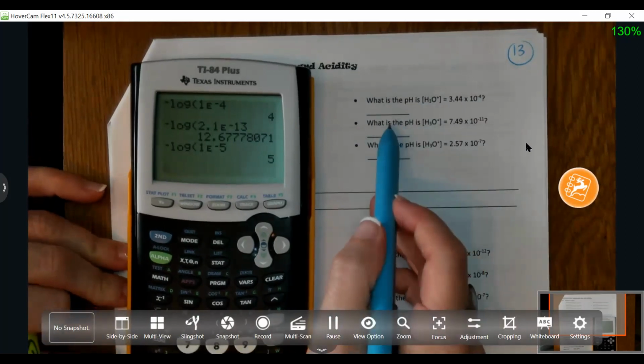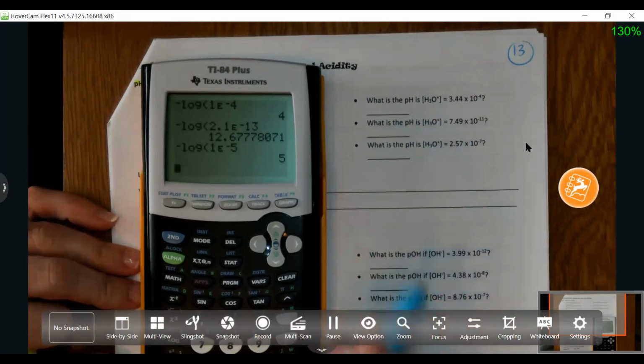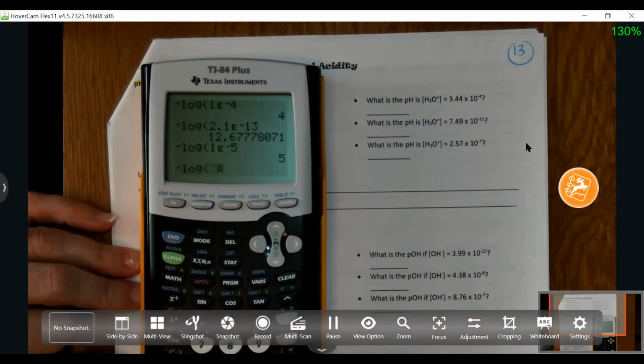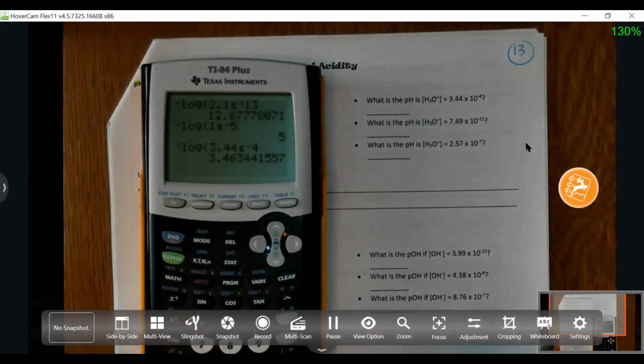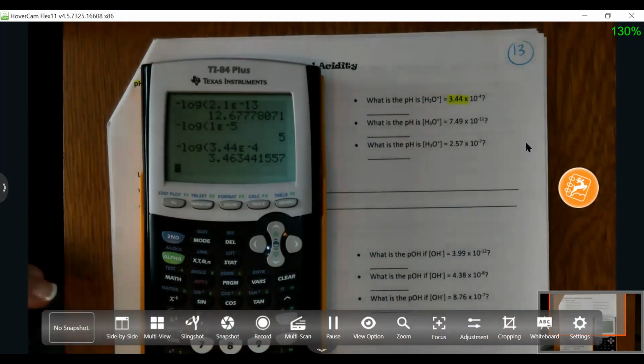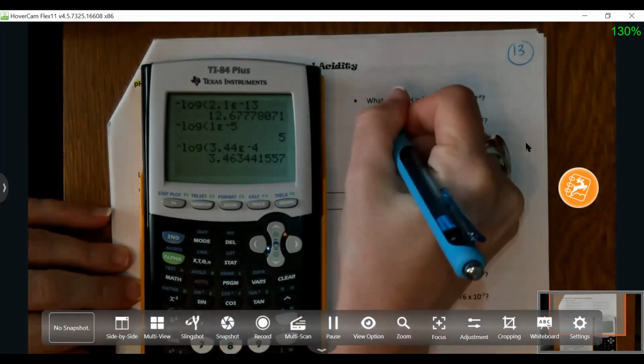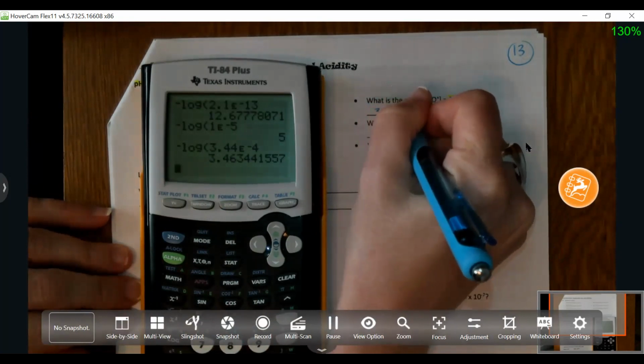Same thing over here on this side. The pH, if the hydronium ion concentration is 3.44 times 10 to the negative 4, I'm going to have negative log 3.44 second E negative 4. Now I've got 3 sig figs in this case, so I want to have 3 numbers after my decimal point. So my answer would be 3.463.